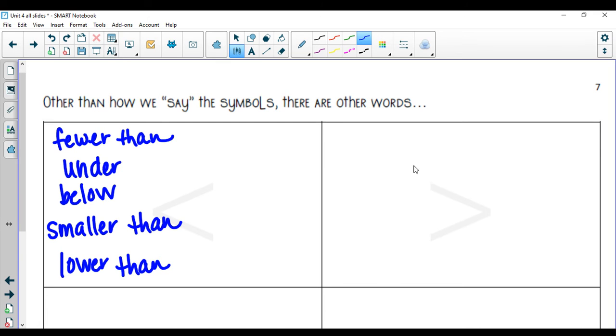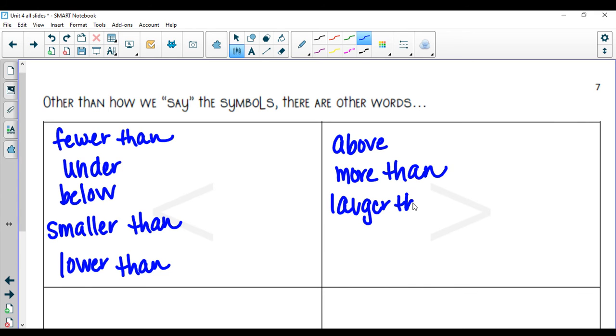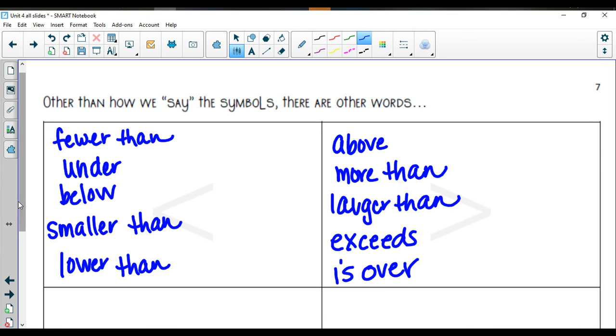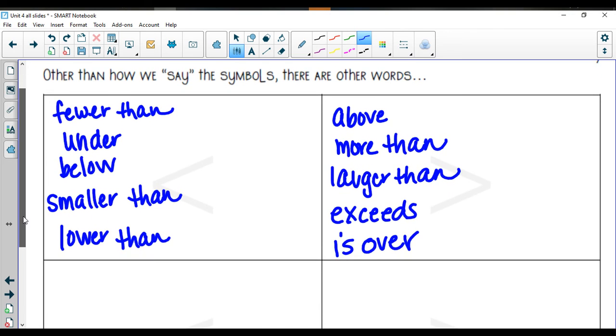With greater than symbols, we're going to see words like above, a phrase like more than, larger than, exceeds, or is over. This is not an exhaustive list. These are just some examples.